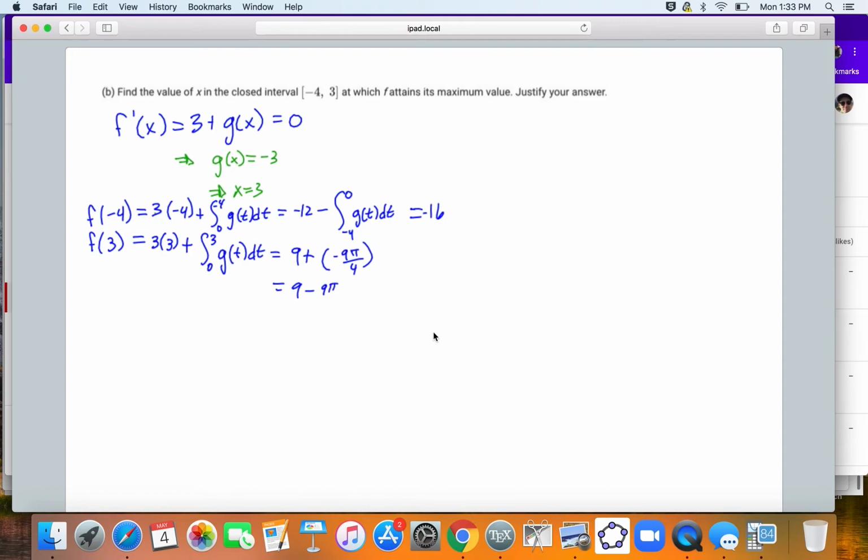9 pi over 4. Alright, so which one of these is the maximum, f of 3 or f of negative 4? So f of 3 is going to be the larger number, so this will be the maximum.